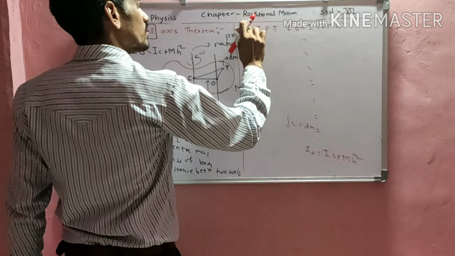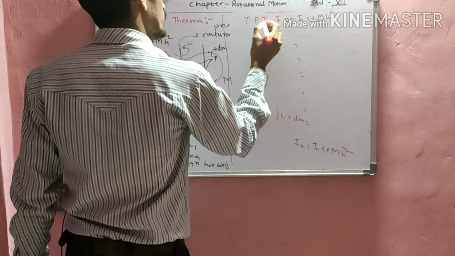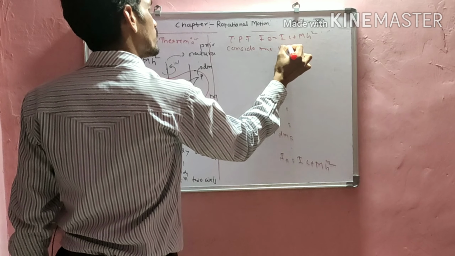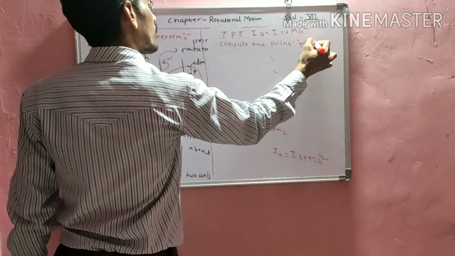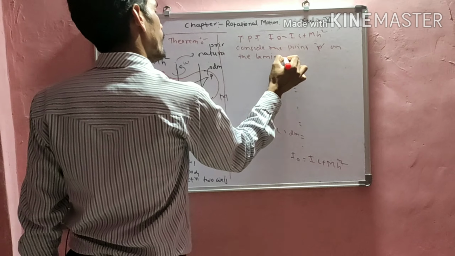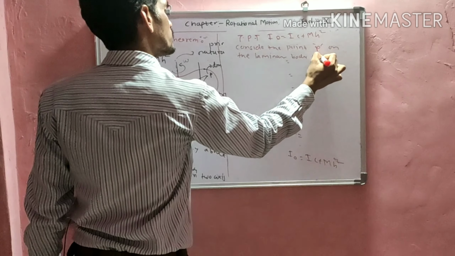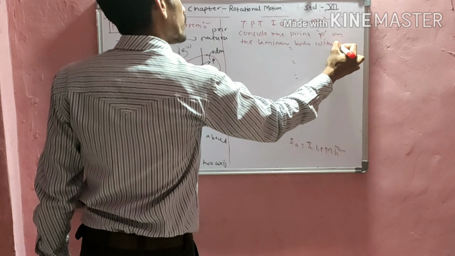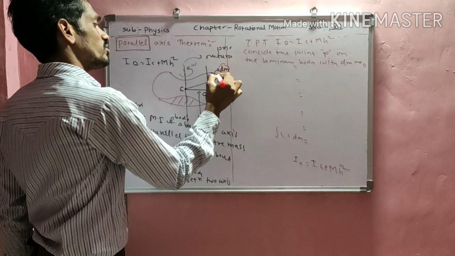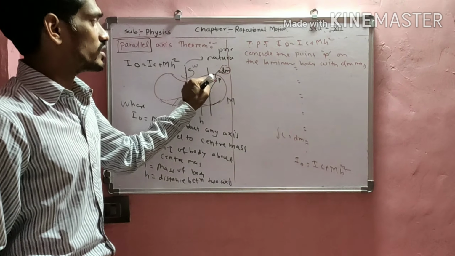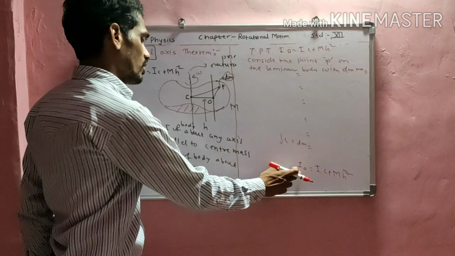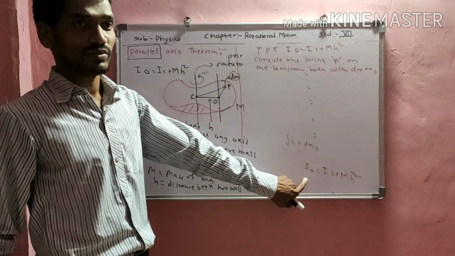Here we have to consider the point P on the laminar body with mass dm. dm is the small mass of this body, and the point is P. So what is the moment of inertia about that? I_O. What about my previous step?